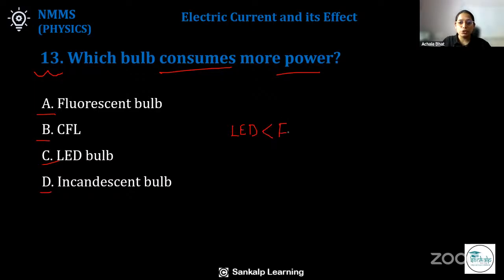After that, fluorescent bulb. Then, next one is CFL. Sorry, second one is CFL. Then fluorescent. CFL is compact fluorescent lamp. LED bulb, light emitting diode. LED means light emitting diode. The last one is incandescent.